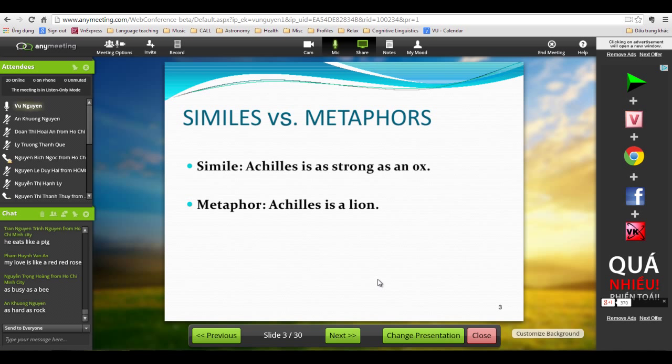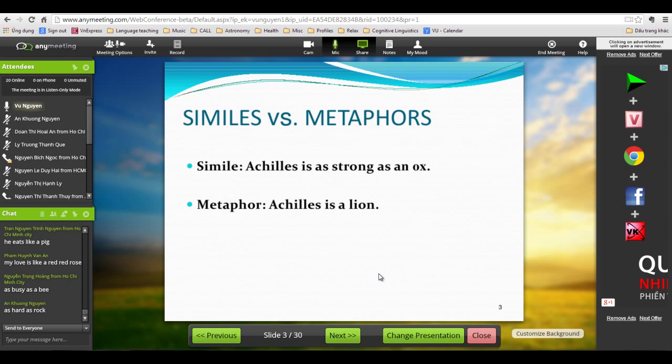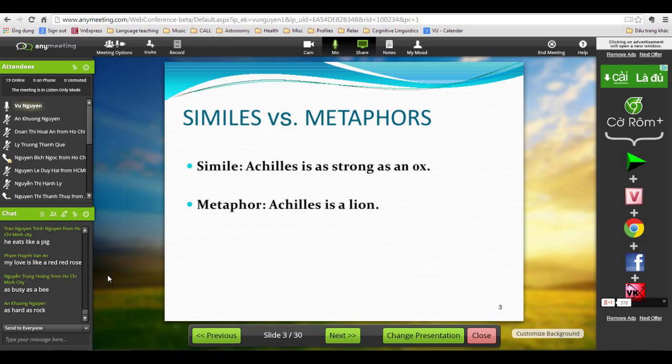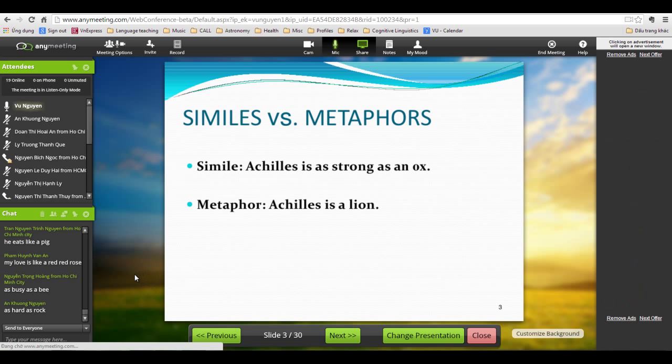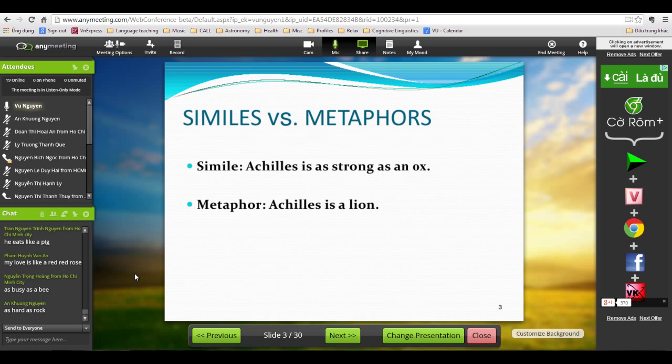So the easiest way to tell the difference between simile and metaphor is in terms of form. Simile uses like or as. In metaphor, normally, okay, we do not use like or as. But as the example that Vân An put in her chat window, my love is like a red rose, that is a metaphor rather than a simile, because here we do not literally mean that, okay, love is a rose.